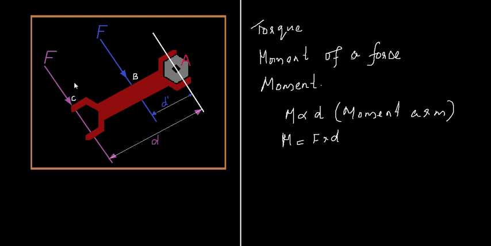I repeat, if you have a force acting like this, simply extend the line of action, then draw a parallel line through the moment center and find the distance between these two. That will be your moment arm. So if your force is acting at C, simply extend it, draw a parallel line and find the distance. If your force is acting at B, simply extend it, draw a parallel line and find the distance between these two. That will be your moment arm. And then multiplying that moment arm with the applied force, you will get the moment.